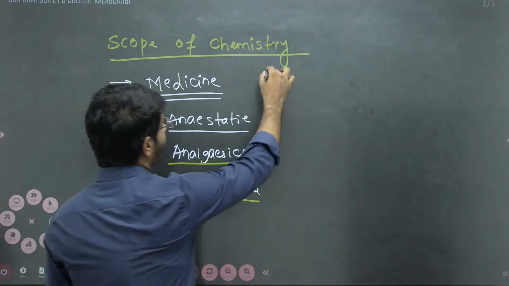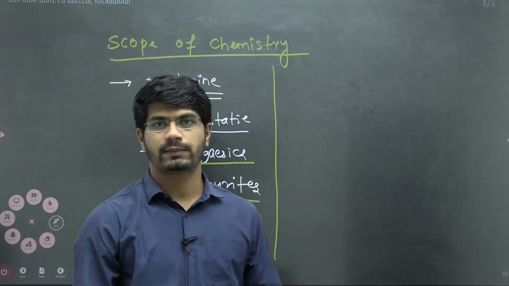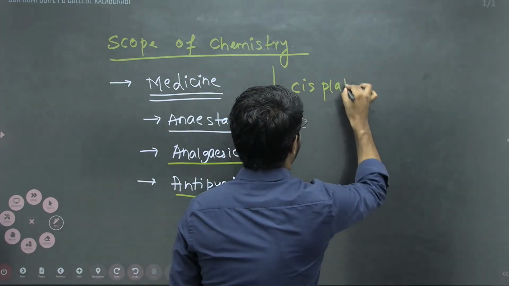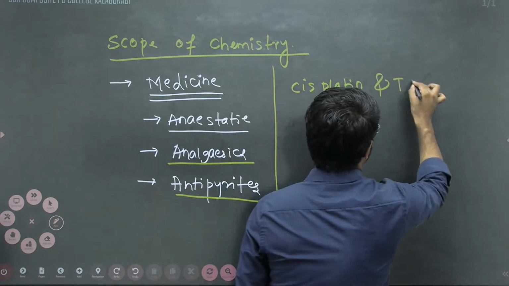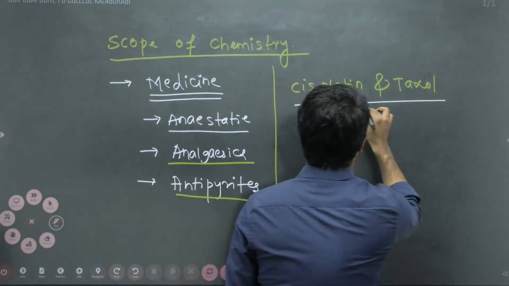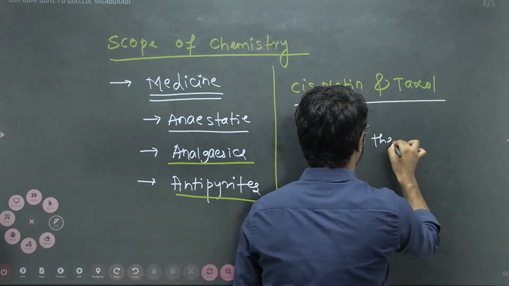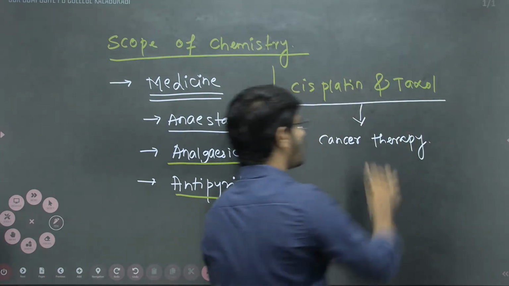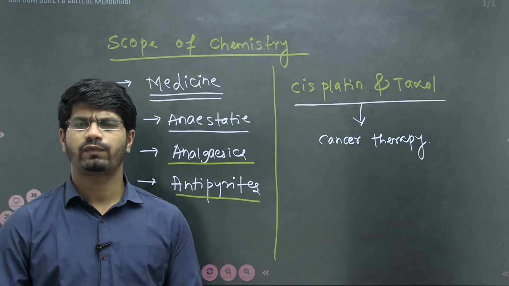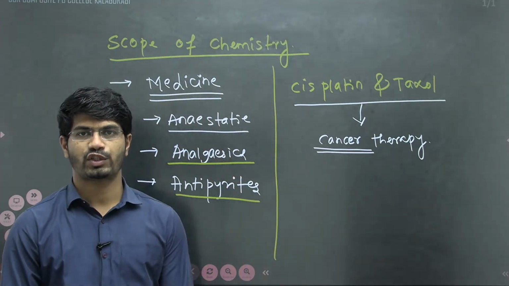And recently two important medicines have been found which are saving many lives. One is cisplatin and the other is Taxol. Both are used for cancer therapy. This question has also been asked once: cisplatin is used for the treatment of cancer patients.